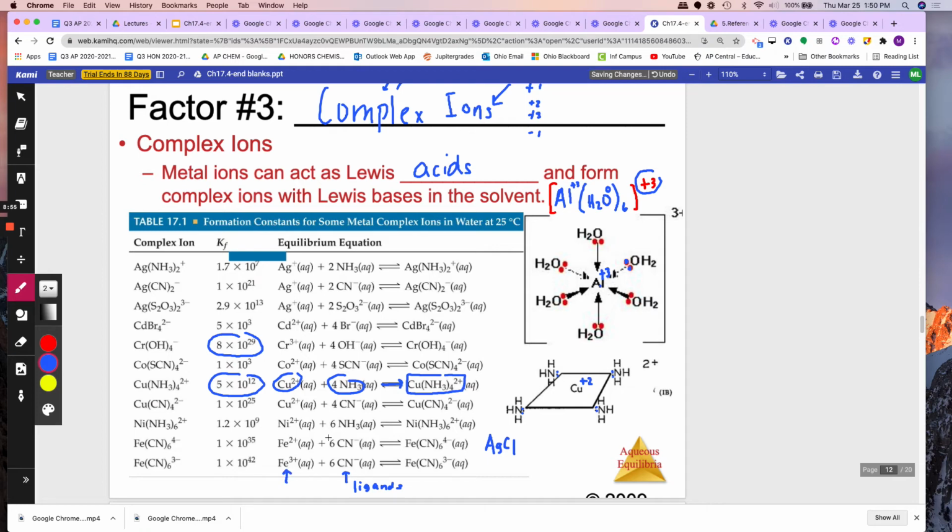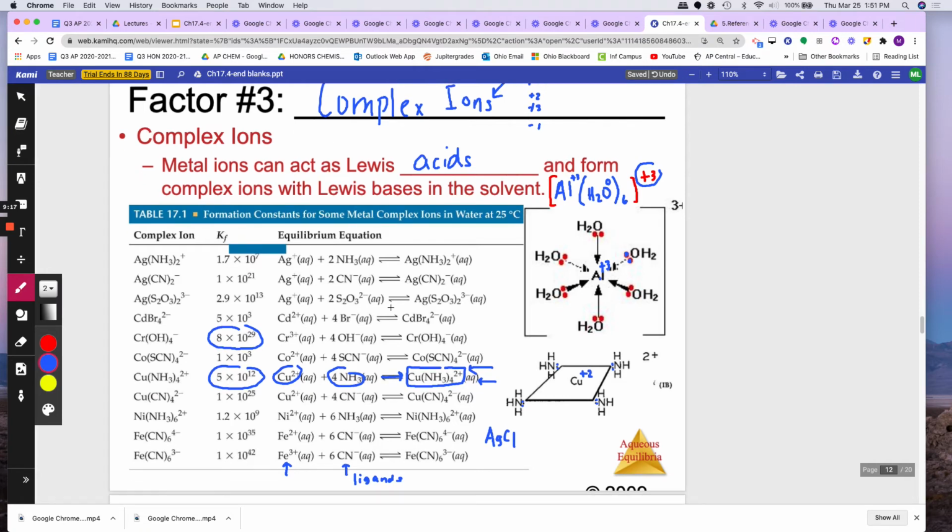Okay, the bond is so strong that what the ligands will do is they will steal these ions away from any solids. So what the complex ions do is they steal the metal, and then because it's still an ion, it is aqueous. It's still dissolved, so you can dissolve it more. Okay, so complex ions can increase the solubility.